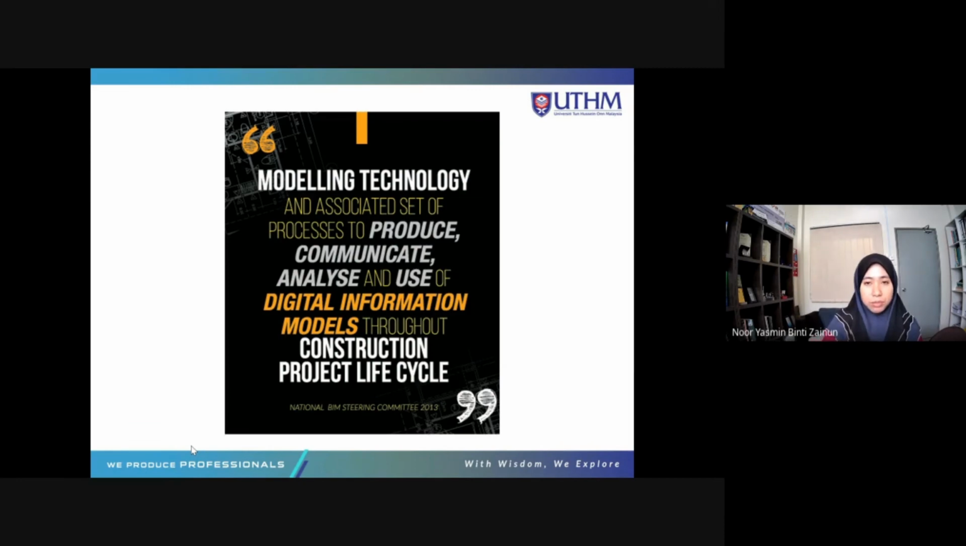It has wind velocity, the heat in the building, the air pollution, everything. Okay. So modeling technology and associated set of process to produce, communicate, analyze, and use digital information models throughout construction project life cycles. So that is BIM.